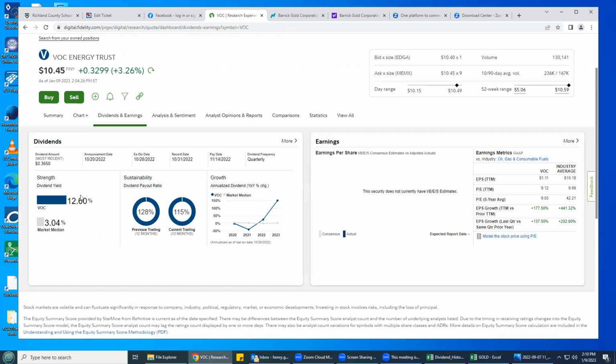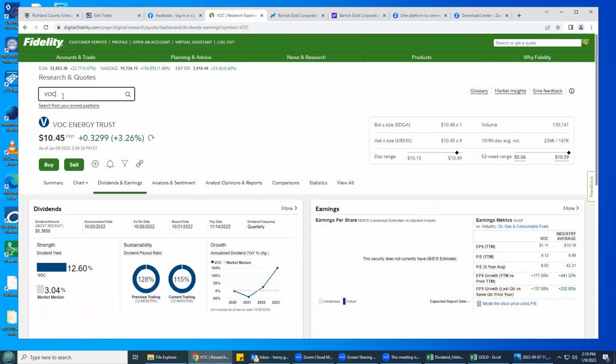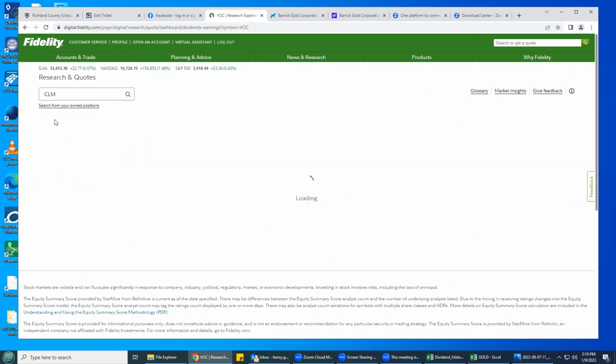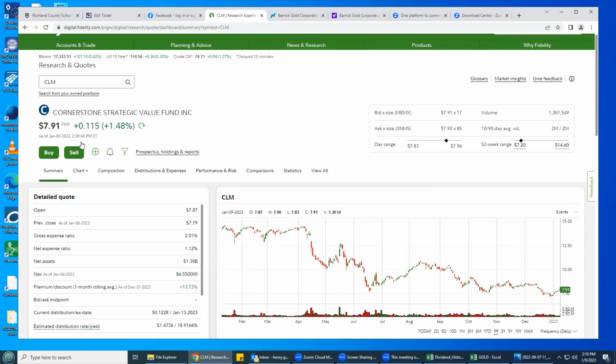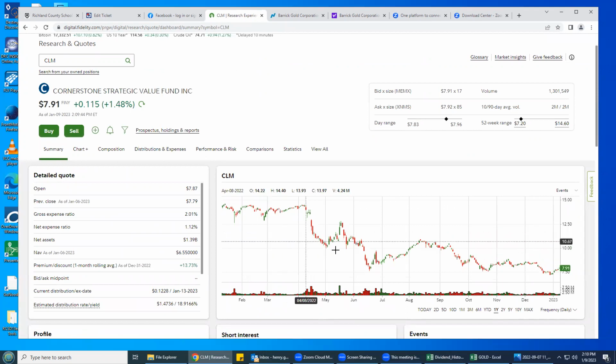VOC is 12% a year, and that's extremely good to have a chart that's going up. Normally, for a stock paying 10%, the chart would be like CLM, Cornerstone. CLM has always paid good. I've owned this stock for a while. I usually try to play it, but it almost always has a downward chart. They always pay like 10 or more percent, but the chart is always downward.